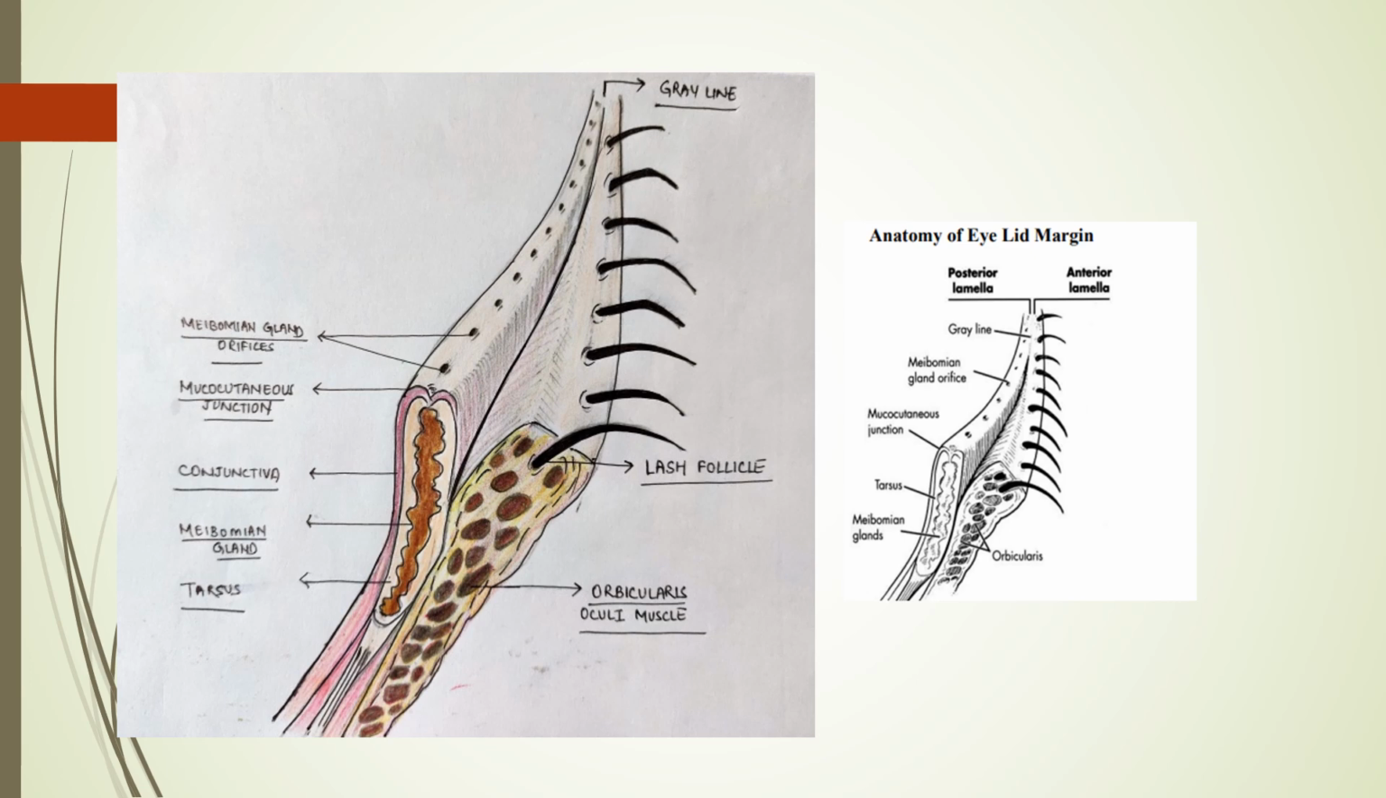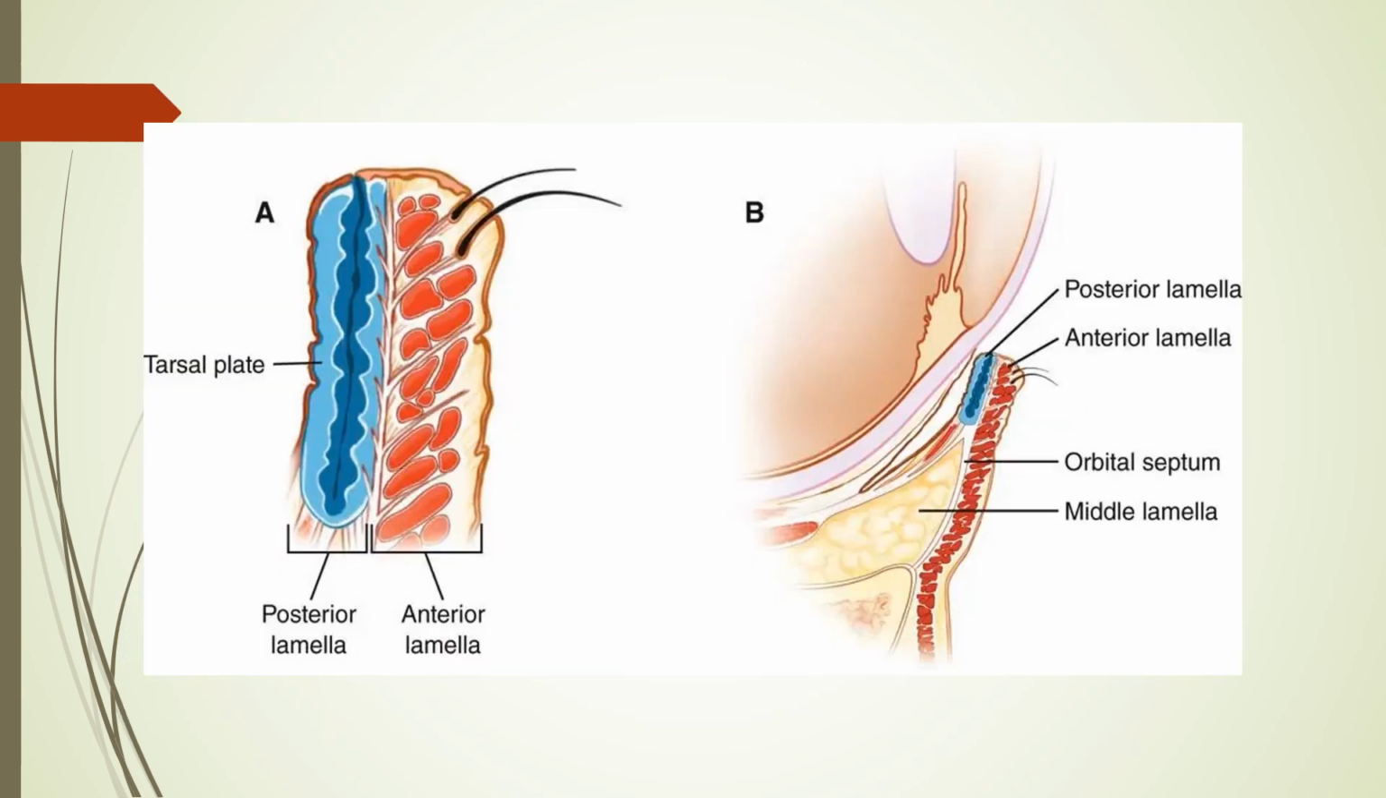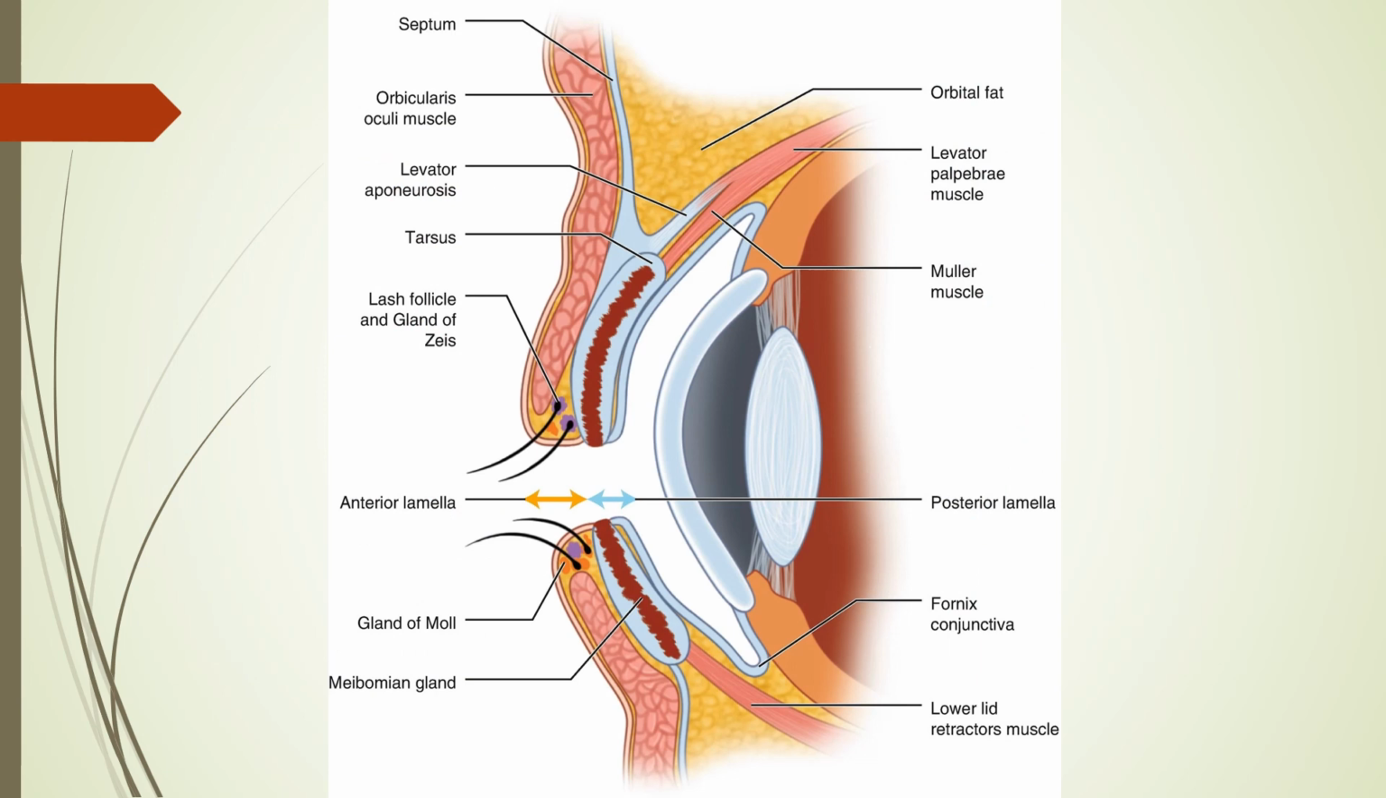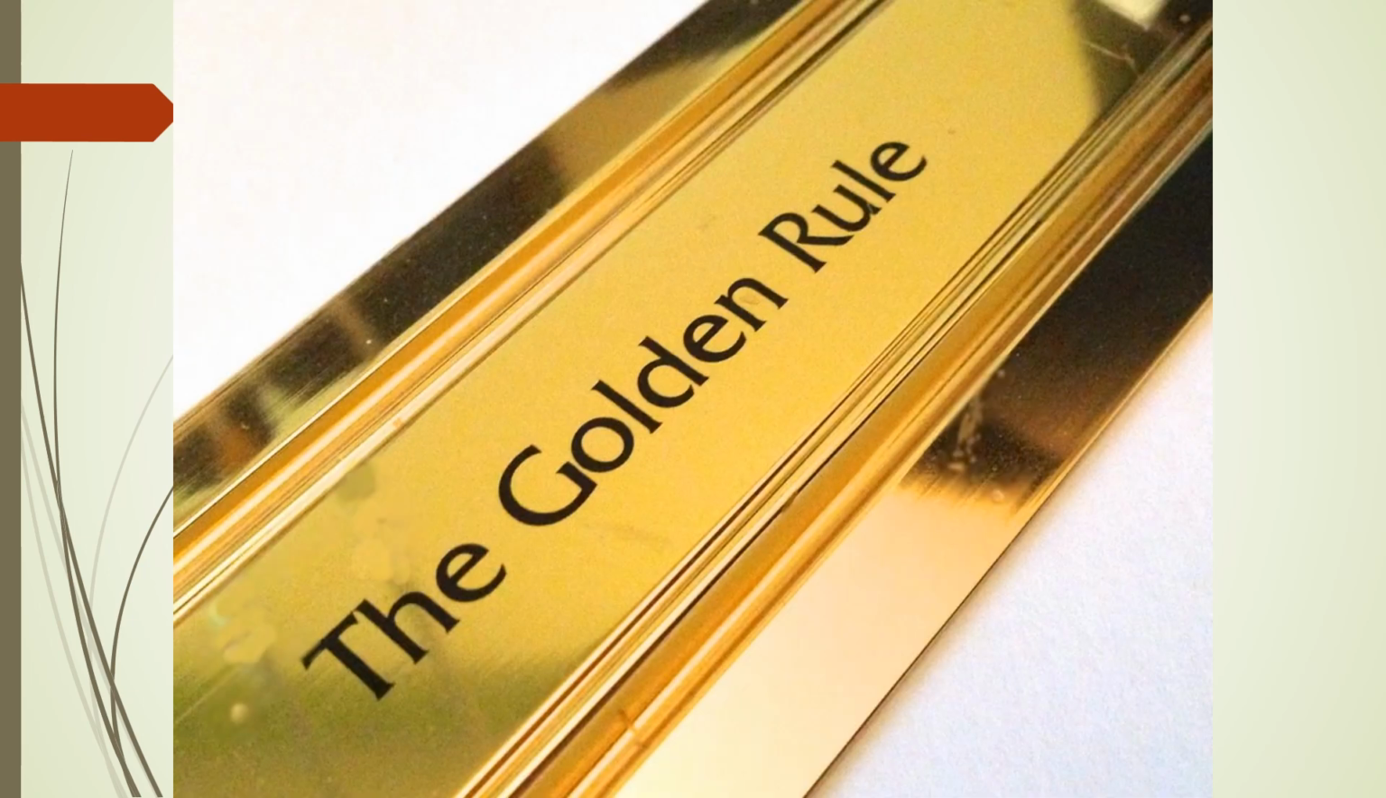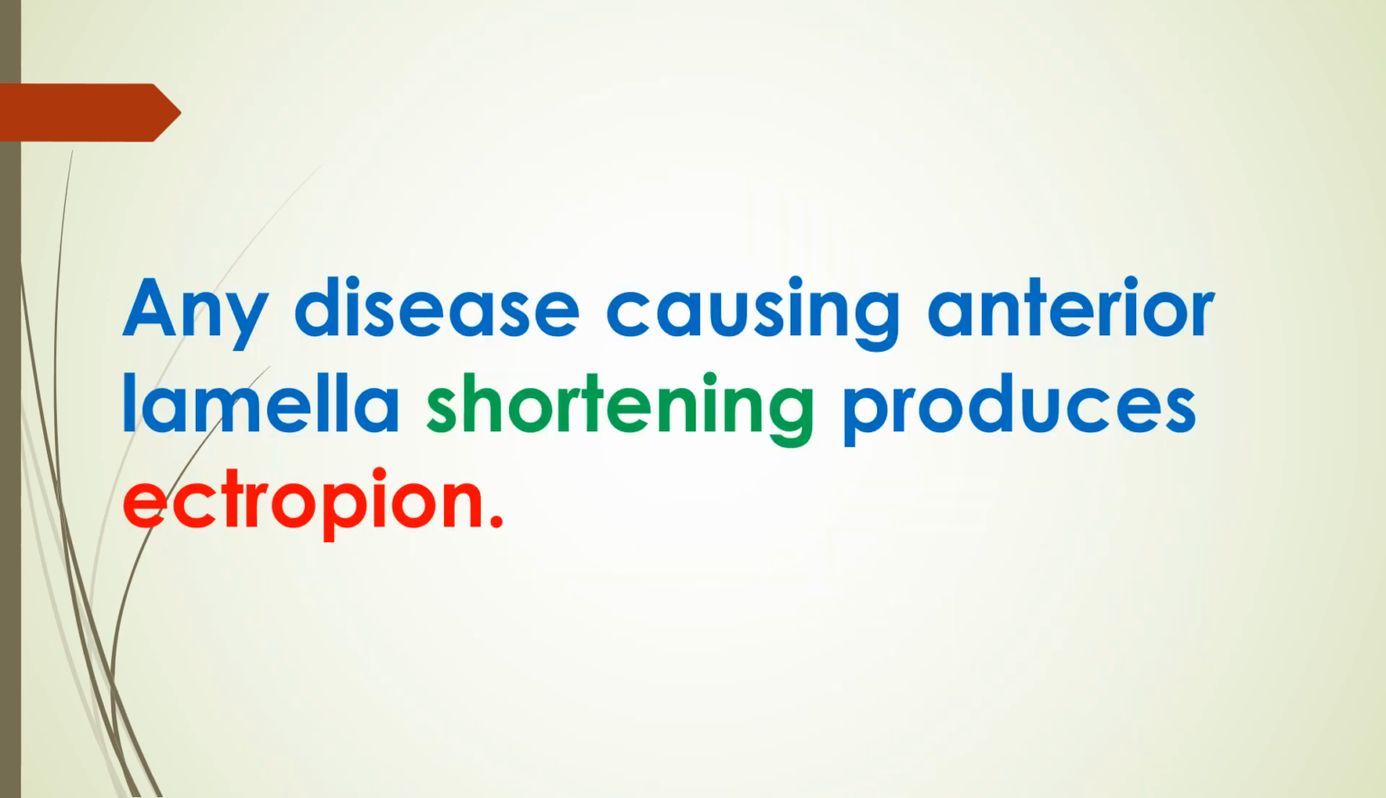This is an illustration of the anterior and posterior lamellae of the eyelids. Another representation of the anterior and posterior lamellae of the eyelids. A third and last representation of the anterior and posterior lamellae of the eyelids. The golden rule: any disease causing anterior lamellar shortening produces ectropion.